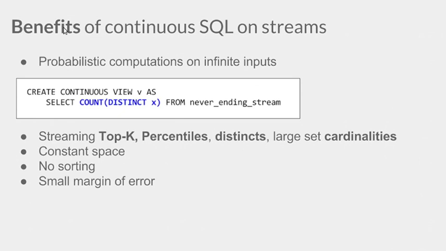So these sorts of things end up being really, really useful in the context of stream processing. Pipeline supports things like top K, percentiles, distinct counting, large set cardinality estimation, all that sort of stuff on infinite streams with no sorting. And the trade-off is you get a very, very small margin of error, typically less than 1%, which for most stream processing use cases is more than sufficient.